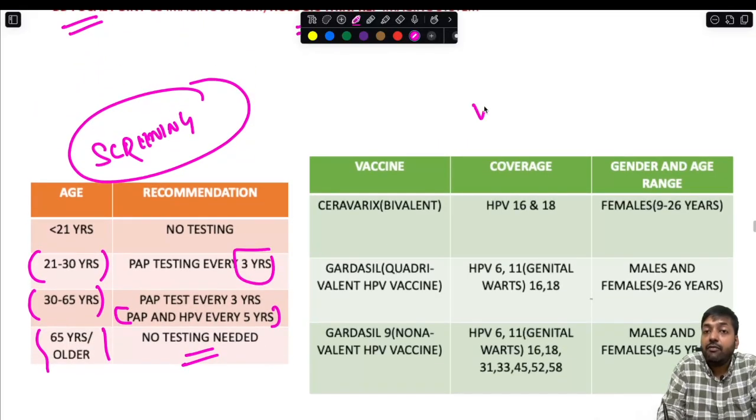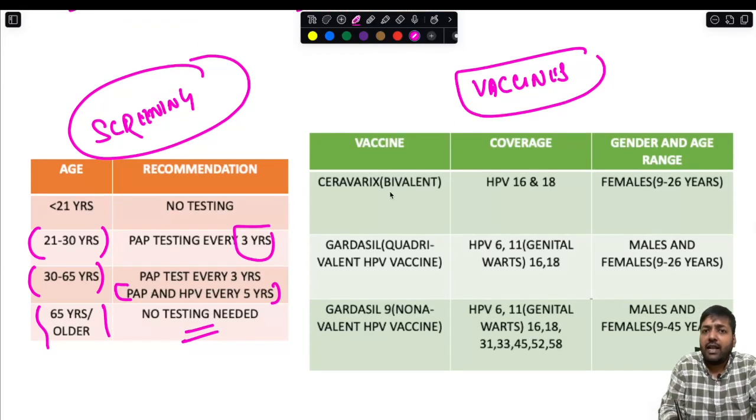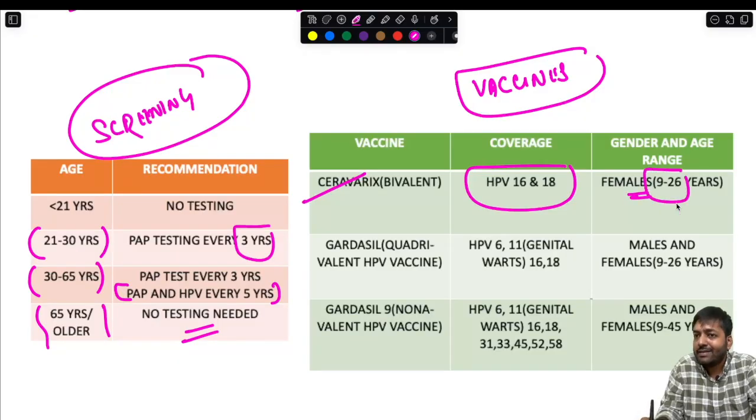And regarding the various vaccines, this is very, very important. It is a favorite question of examiners, they will ask you. So there are 3 important vaccines which are currently available. One is the Cervarix, which is the bivalent vaccine, covering HPV 16 and 18, and it is applicable for females between 9 to 26 years of age.